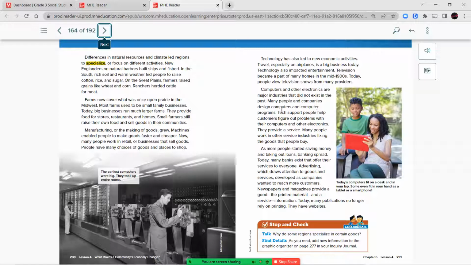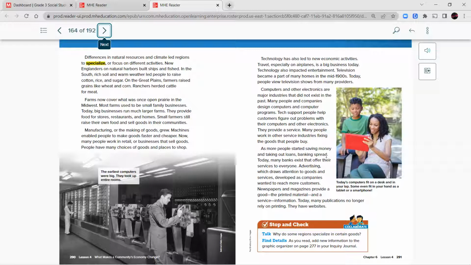Many people and companies design computers and computer programs. Tech support people help customers figure out problems with their computers and other electronics. They provide a service. Many people work in other service industries fixing the goods that people buy. As more people started saving money and taking out loans, banking spread. Today, many banks exist that offer their services to everyone. Advertising, which draws attention to goods and services, developed as companies wanted to reach more customers.